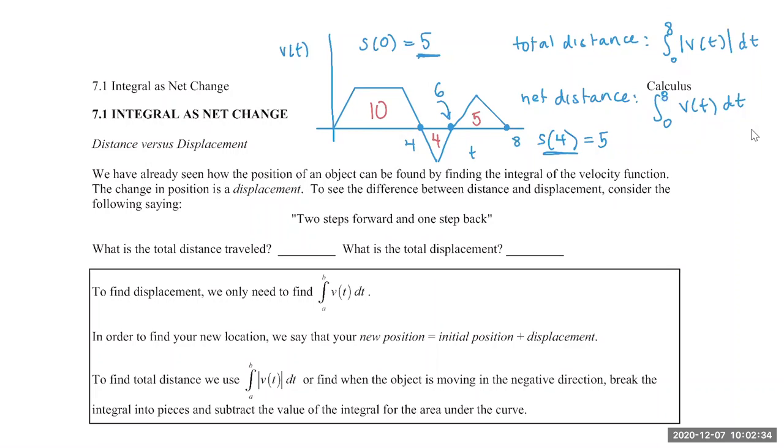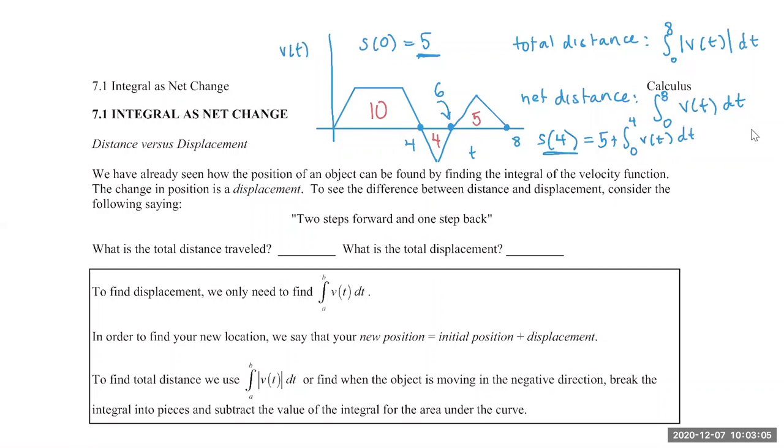So let's say for this one, if I want my position at 4, I'm going to take the fact that I started off with a position of 5 and add my displacement. My displacement being, since my initial starting position was at time t equals 0, I'm going to find and accumulate the distance that I've traveled, the net distance. So I'm going to start from 0 and go to, in this case, they want 4 of my velocity function. Okay, so again, this is displacement.